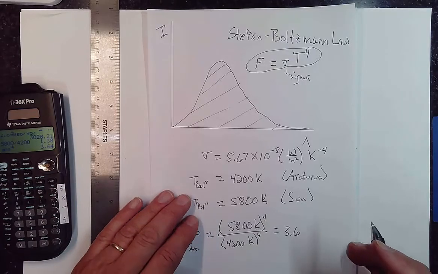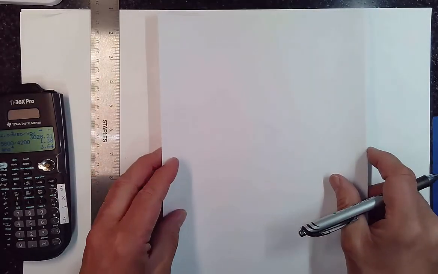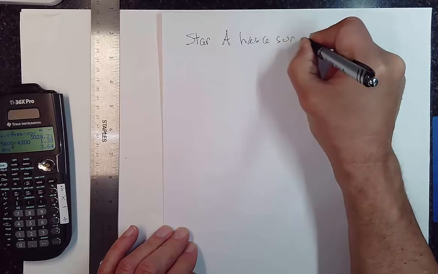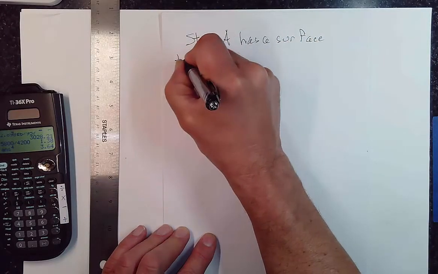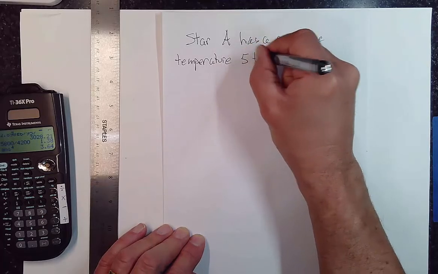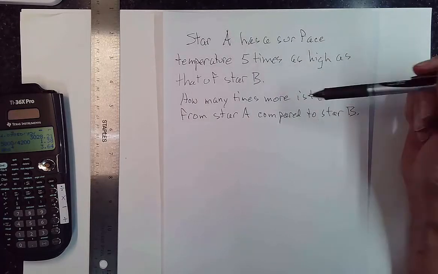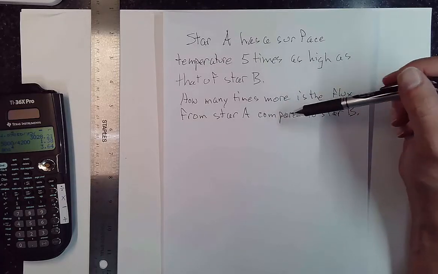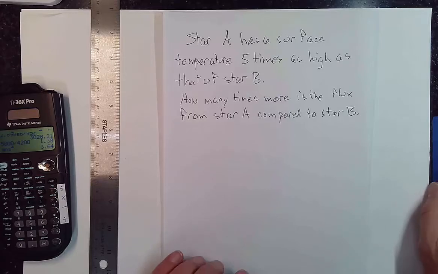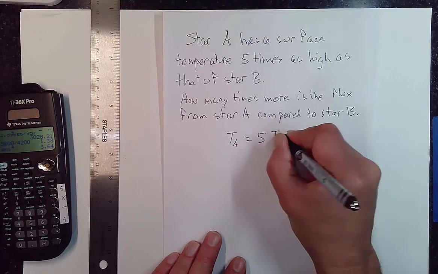Let's suppose one star is 5 times as hot as another, which can happen. So let's just plug that in. Star A has a surface temperature 5 times as high as that of star B. How many times more is the flux from star A compared to star B? Now again, the flux is the total amount of energy given off per square meter of surface. Well, the temperature of star A is equal to 5 times the temperature of star B.